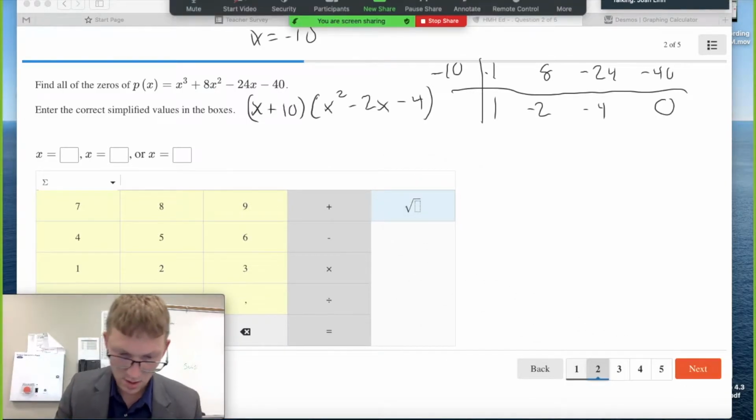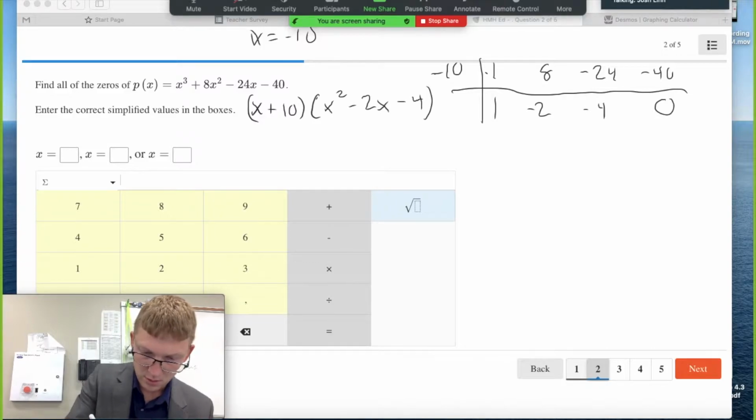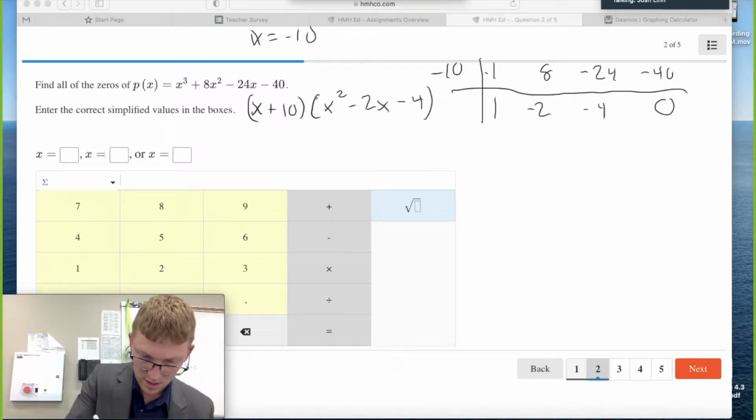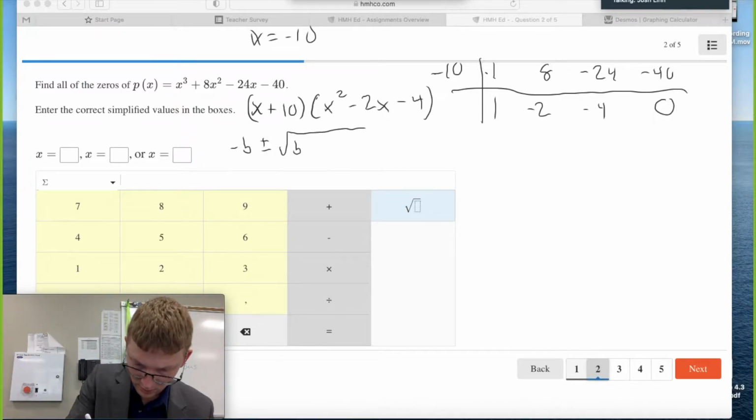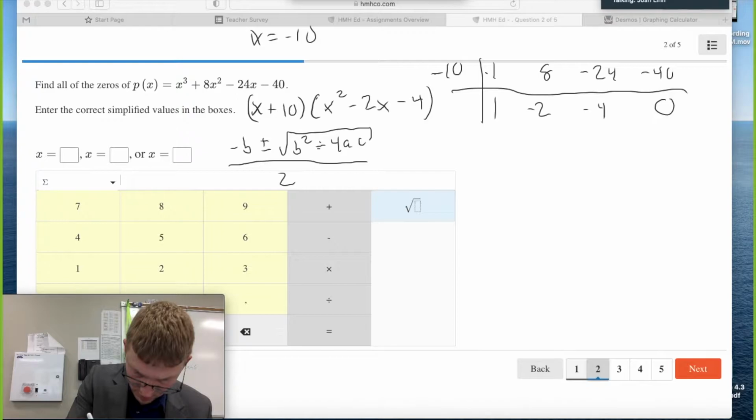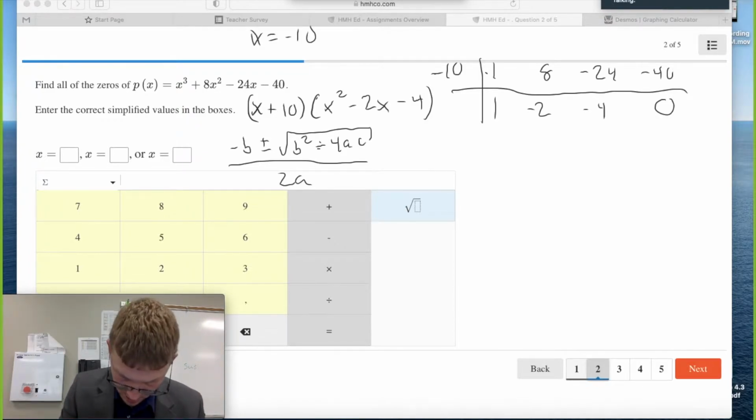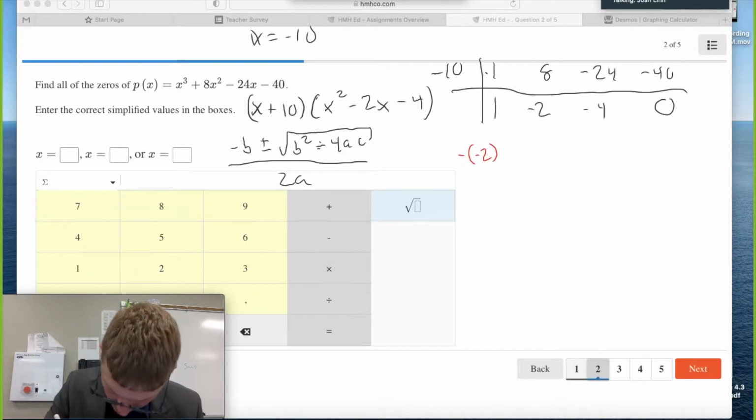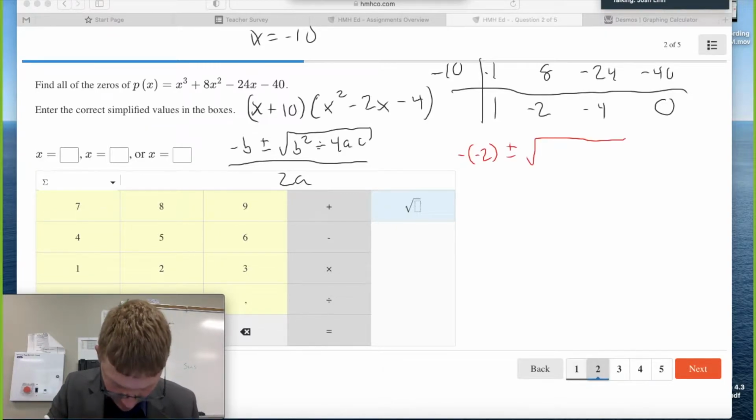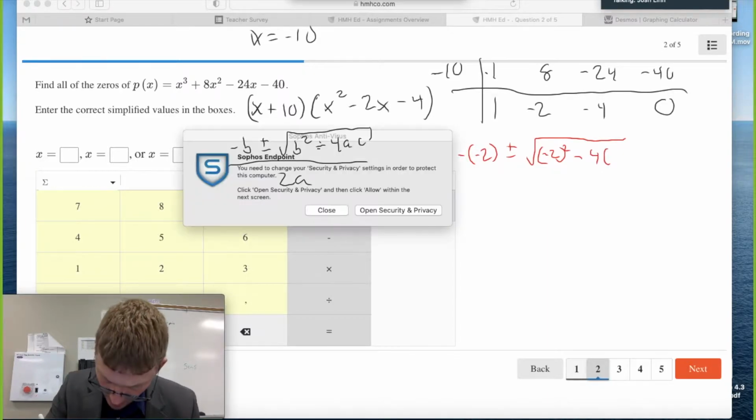So here we go. As a reminder, our quadratic formula is negative b plus or minus square root of b squared minus 4ac, all over 2a. So we are going to plug that in. We're going to have a negative 2 plus or minus square root of negative 2 squared minus 4 times a, which is 1.